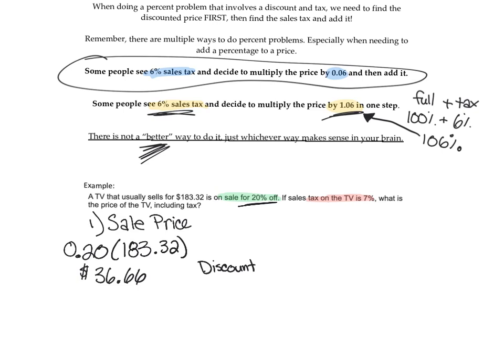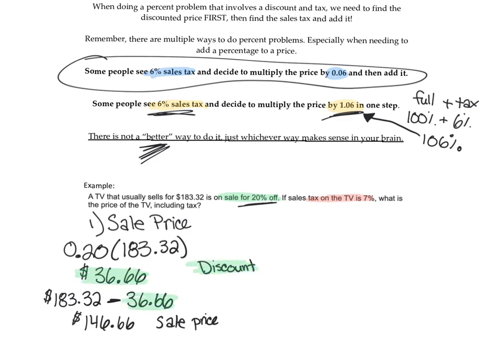But again, that's a discount. It's 20% off. So I need to take the original price of the $183.32 and subtract that discounted amount. Which when I do that, that gives me $146.66. So that is going to be the sale price. Remember, we take the original, we multiply it by that discounted rate of 20%. We're going to subtract that discounted amount, and then that's going to give me my sale price.